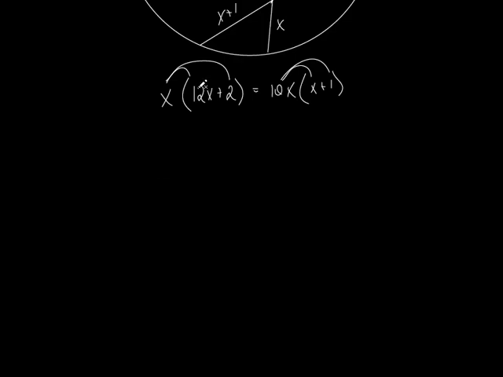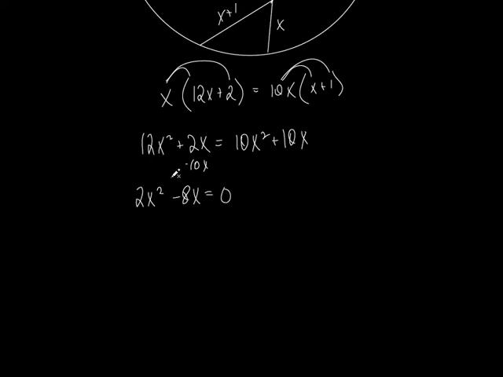Alright, ready? Distribute. So here we go. We got 12x squared plus 2x equals 10x squared plus 10x. Let's just do it like this. Subtract 10x squared from both sides. That's 2x squared. Let's bring this 10x over here to the left, so that if we subtract a 10x, that's minus 8x, equals 0, right?